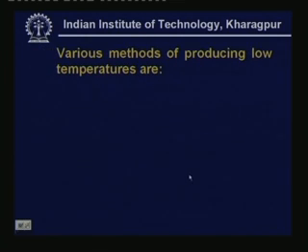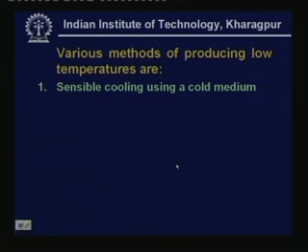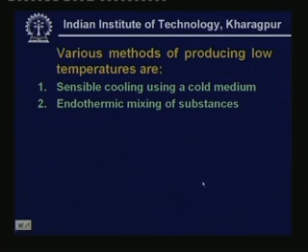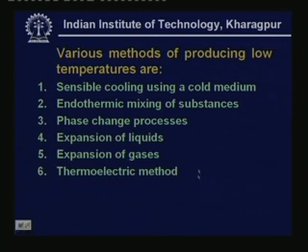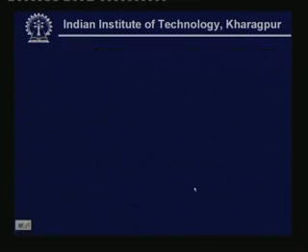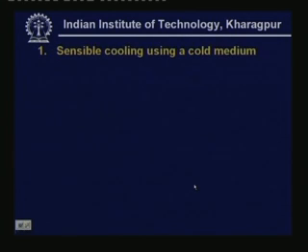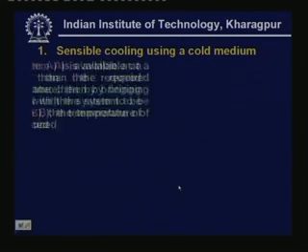The various methods of producing low temperatures are sensible cooling using a cold medium, endothermic mixing of substances, phase change processes, expansion of liquids, expansion of gases, thermoelectric method and magnetic method. First let us look at the sensible cooling method. So, producing low temperatures using sensible cooling using a cold medium.